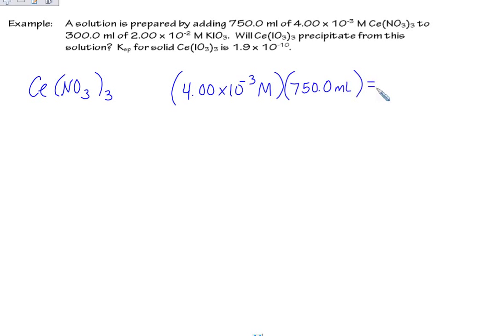Let's calculate the new molarity when we join these volumes. So we're adding 300 milliliters of the other solution. So I'll have a total volume of 1,050 milliliters. It's totally fine to leave these in milliliters, as long as both volumes are in milliliters. So let's do this molarity.